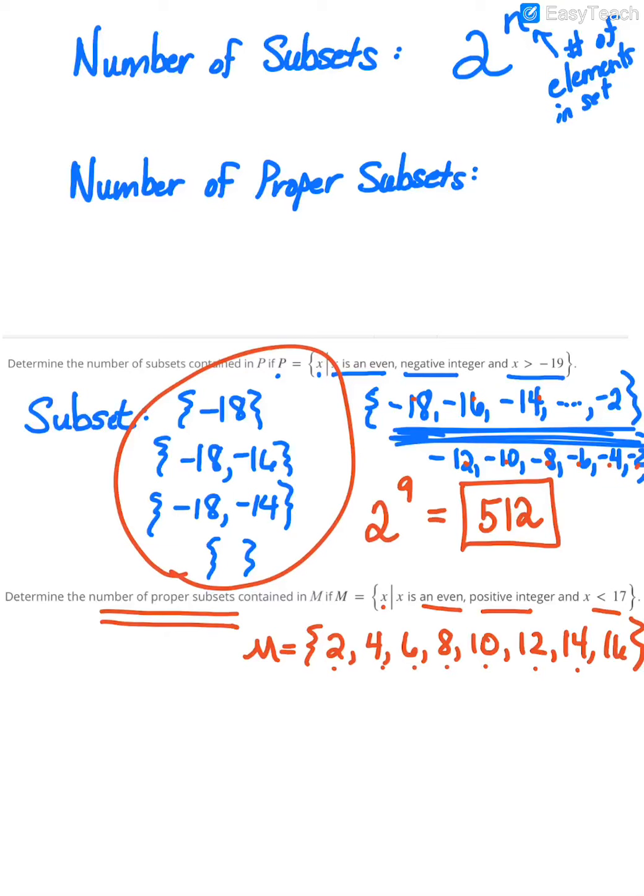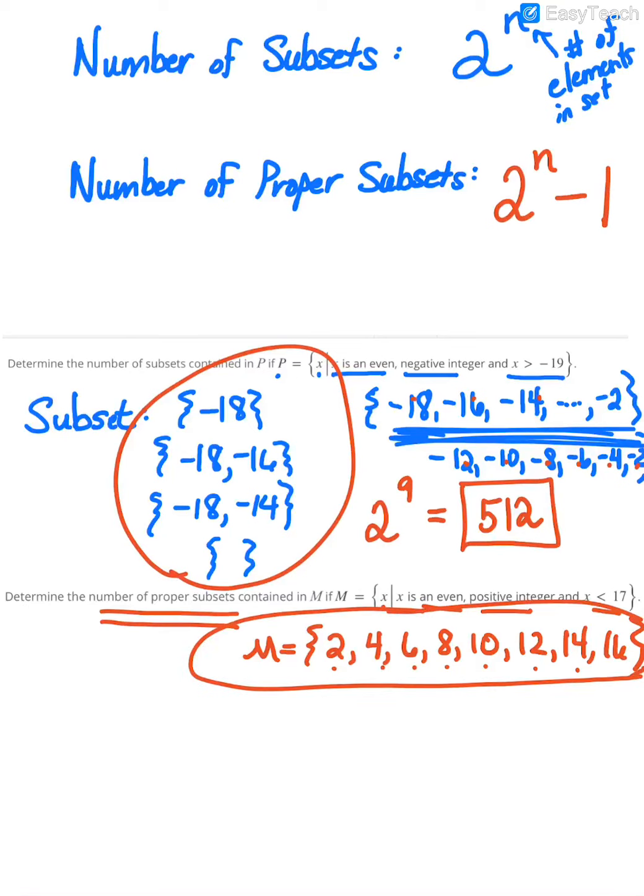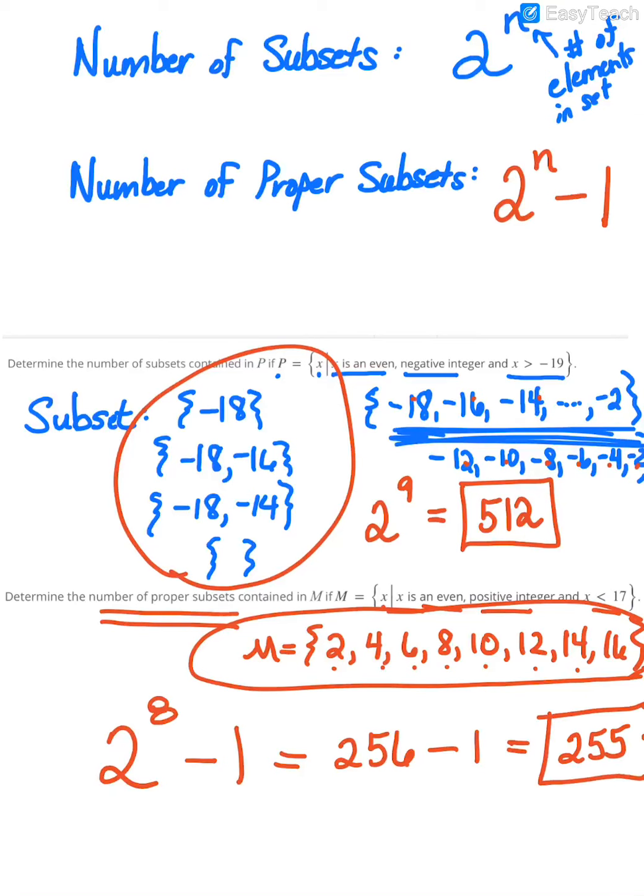Your formula for the number of proper subsets is 2 to the n, which is the number of subsets, minus 1, because you have to exclude the subset that's identical to the original set. So we had 8 elements, so we're going to take 2 to the 8 minus 1. 2 to the 8th power is going to give me 256. And when I subtract 1, that leaves me with 255 different proper subsets.